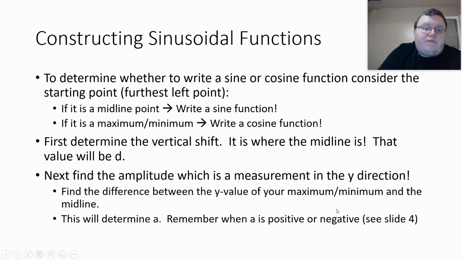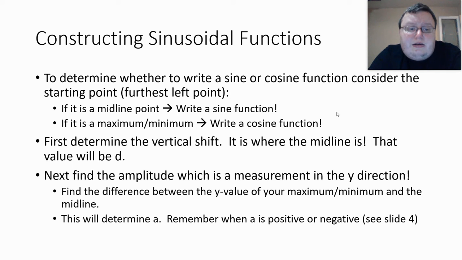All right. Now let's talk about constructing for a minute. We'll go through the slides here, and then I'll look at an example and walk you through it. To determine whether to write a sine or cosine function, you need to consider the starting point. That's the furthest left point. If it's at a midline, you're going to write a sine function. If it's at a maximum or a minimum, you're going to write a cosine function.